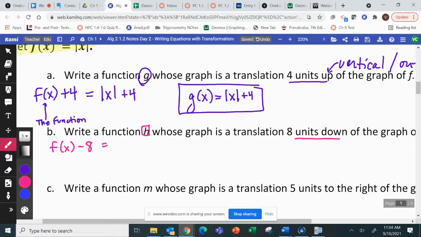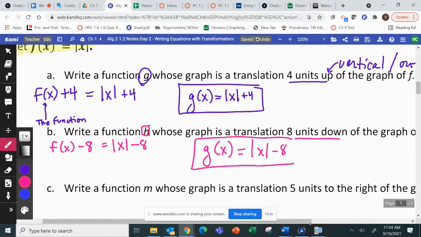So then I say to you, what is the function we're doing for this one? Absolute value of x minus 8. So our g of x is absolute value of x minus 8. Oh, yes, it would be h. Thank you for reminding me that it was a different name. Good, paying attention to details there.